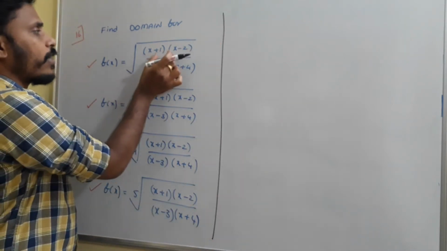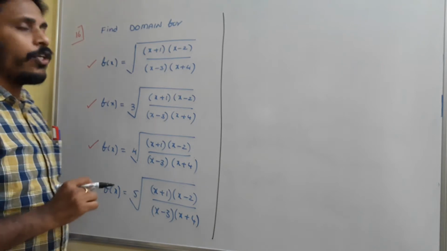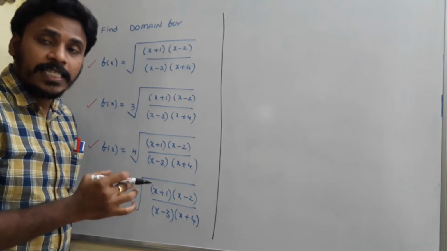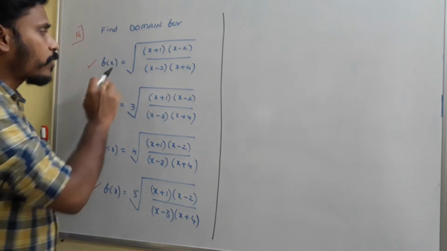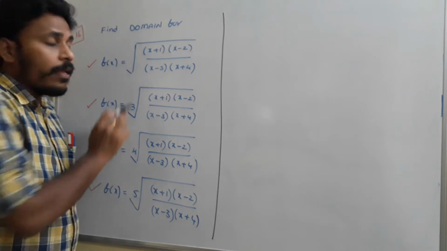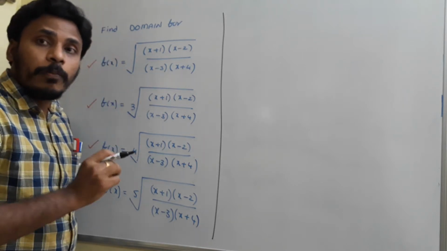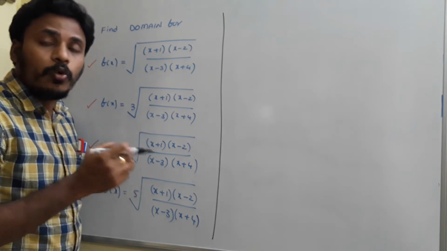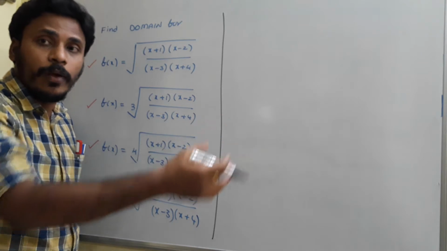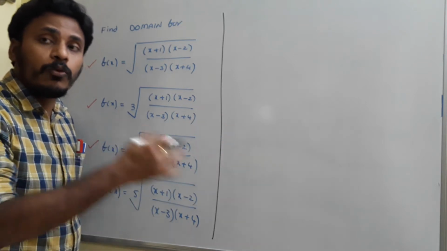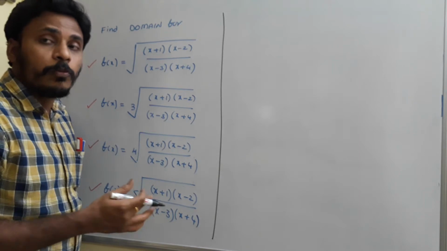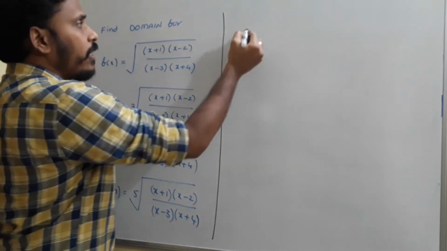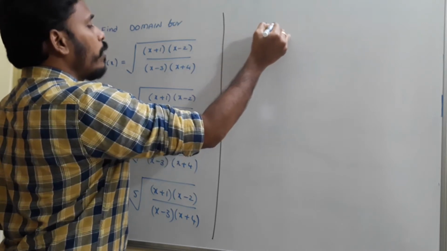Now the first problem is the square root of (x plus 1)(x minus 2) divided by (x minus 3)(x plus 4). This is of the form numerator and denominator, so we call it a rational expression. And the square root value exists only for non-negative numbers. If there is a negative term under this square root, you can't get an answer. You will get a non-real value, and that's why you need to remove all those values of x which make this expression negative.